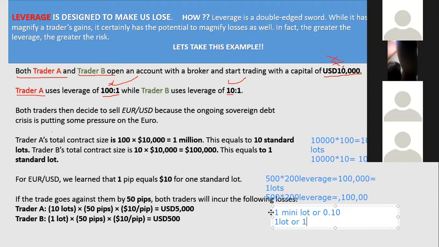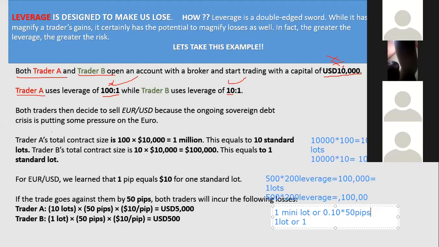We want to get a good sense of leverage. Me buying 0.10, the Euro USD went for me 50 pips. Let's say we all win 50 pips. It goes for me 50 pips.